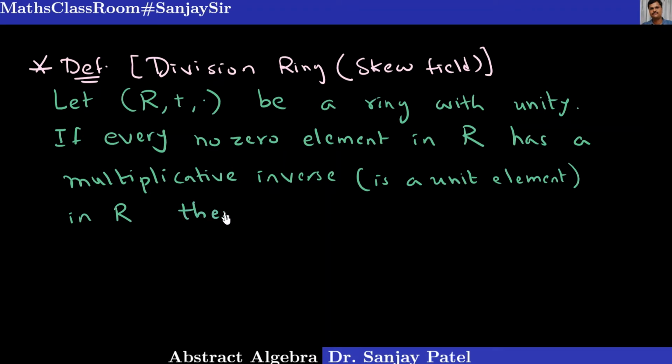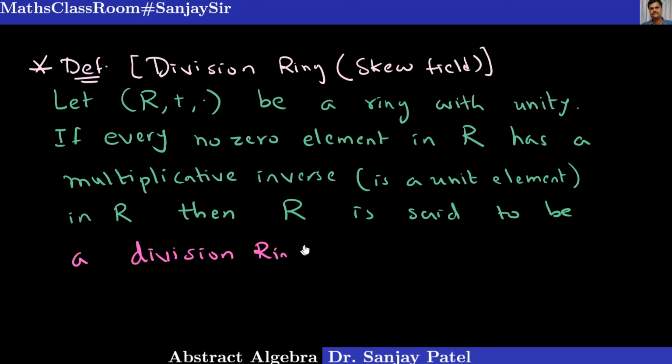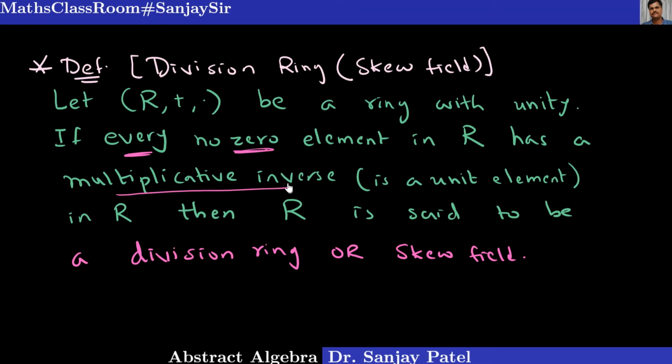then R is said to be a division ring, or it is also called a skew field. Okay, so every non-zero element in R has a multiplicative inverse. That means an inverse element for the operation of multiplication must exist.